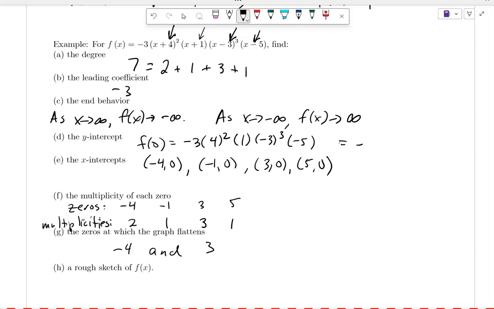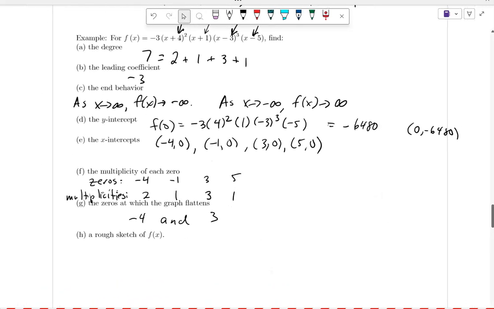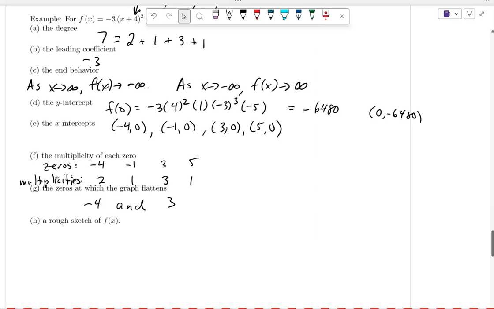It'll be negative, I can tell you that for sure. 6,480. Yep, that's what I got. Okay, all right, so your y-intercept then will be at the point 0, comma negative 6480, and now we're ready to make a graph. Woohoo! All right. The most important part of this last part is that it's a rough sketch, right? It's not going to be exact at all. Okay?